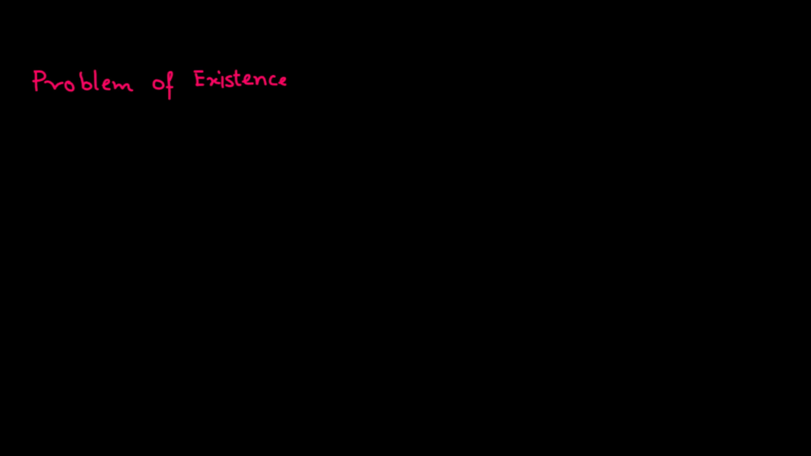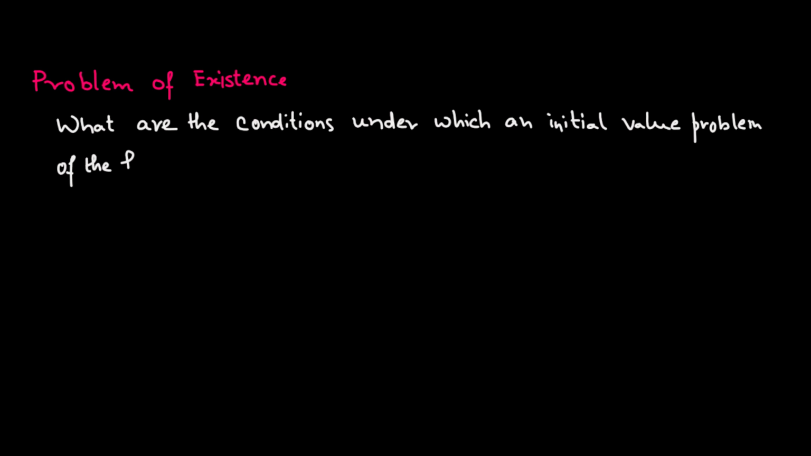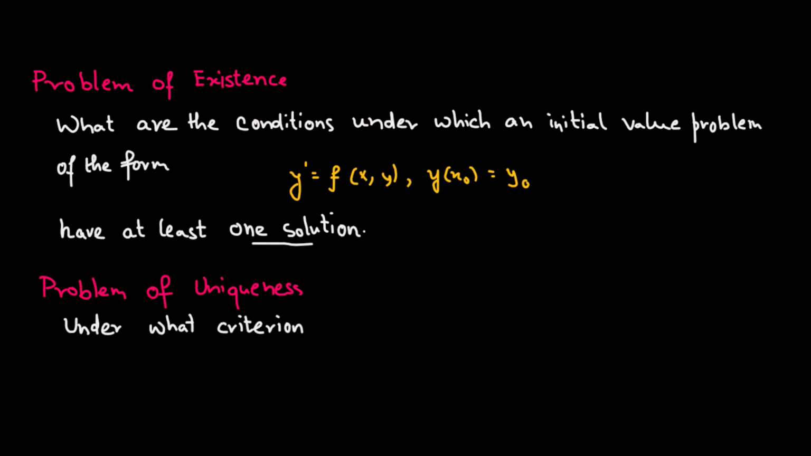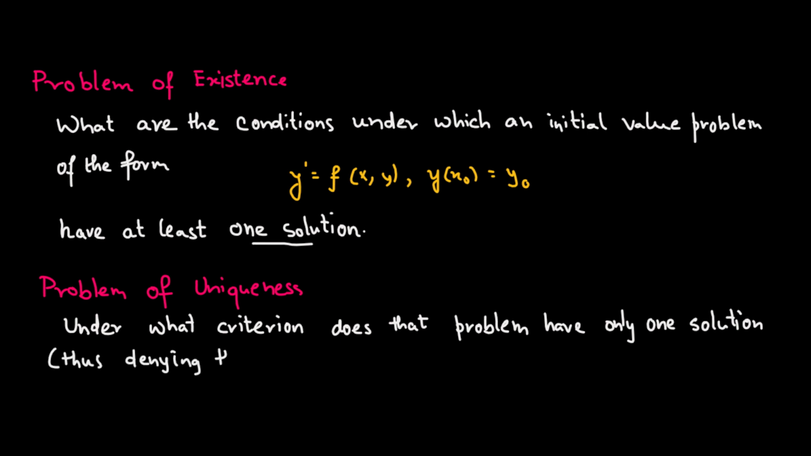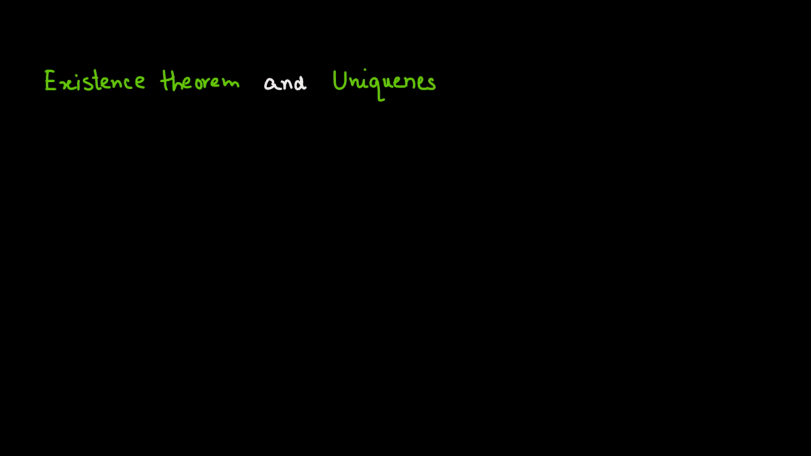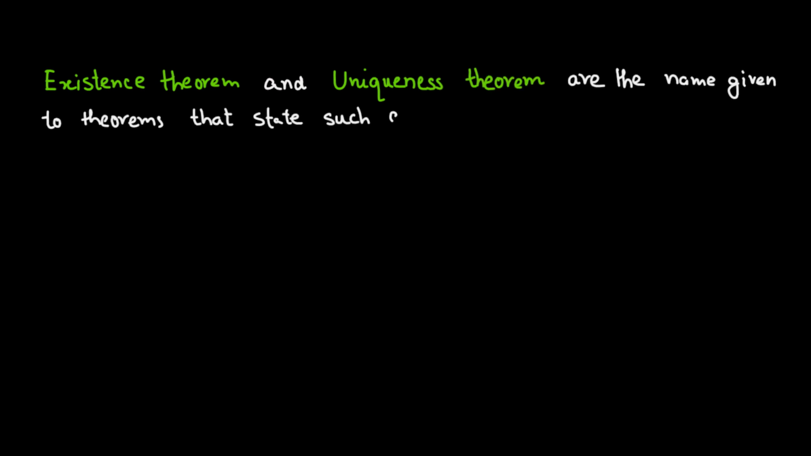Problem of existence: what are the conditions under which an initial value problem of this form has at least one solution? Problem of uniqueness: under what criterion does the problem have only one solution, thus denying the possibility of more than one answer? Existence theorem and uniqueness theorem are the names given to theorems that state such criteria.